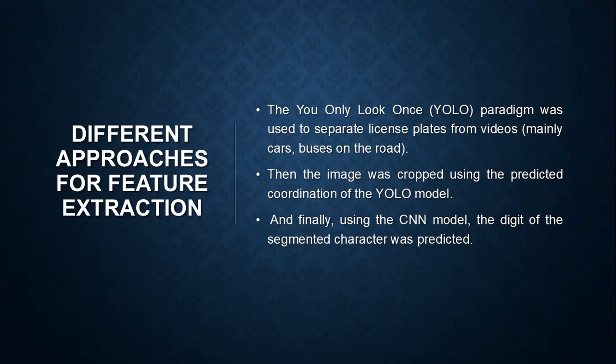Among our different approaches for feature extraction, the first approach we have taken is You Only Look Once. This paradigm was applied to separate license plates from the videos. We have taken videos of cars and buses on the road to get the license plates. Then the cropped images were used with the YOLO model, and finally the CNN model was applied to segment the characters and also predict those characters.